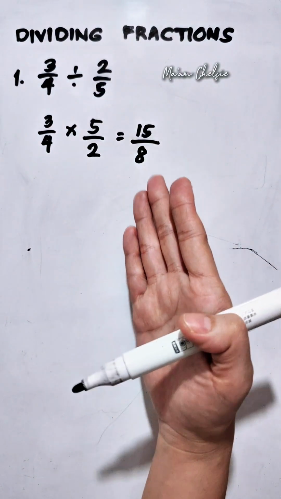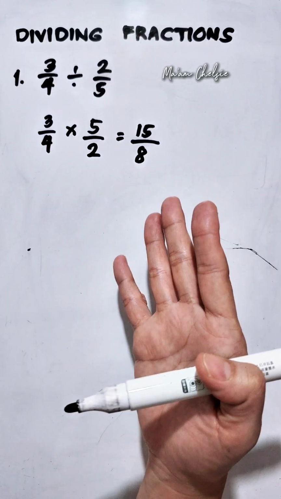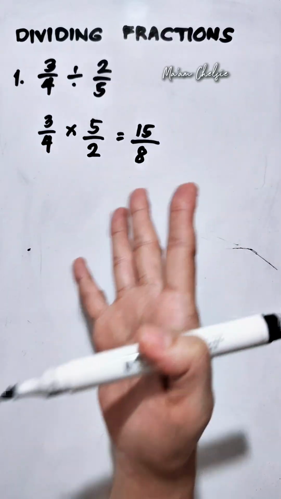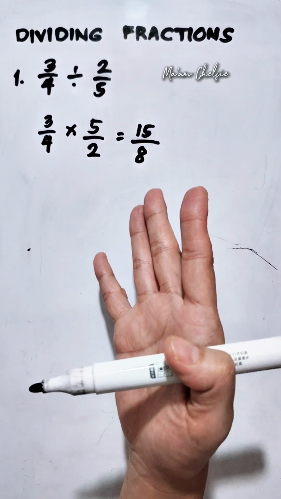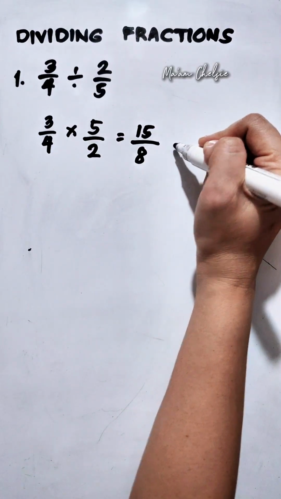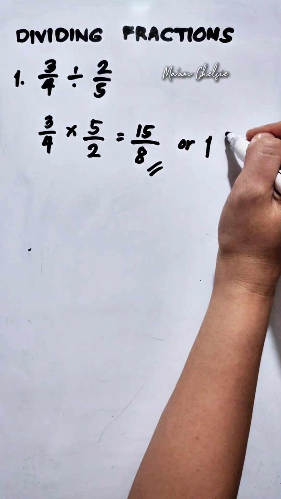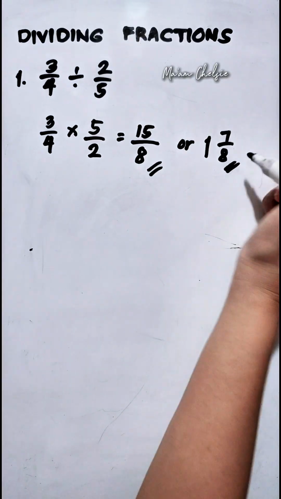Kung sinabi ng teacher ninyo na okay na yung improper fraction, okay na yan. Lalo na pag high school na kayo. Lalo pag sa slope. Okay, mas okay yan, improper fraction. So, kung papalitan natin yan ng mixed number, gawin natin. So, pwede na yan 15 over 8 or 1 and 7/8.